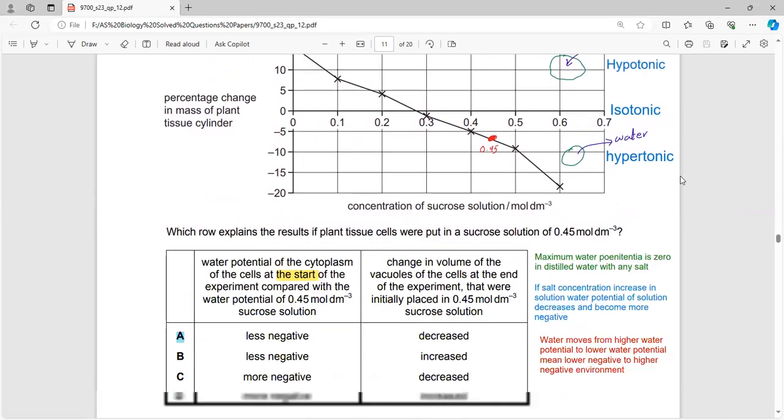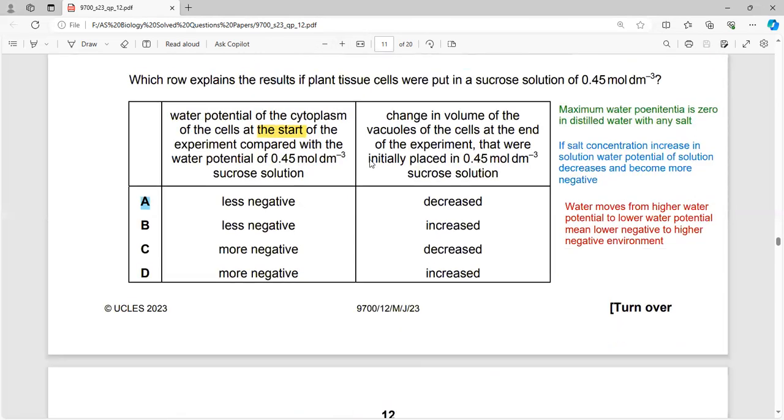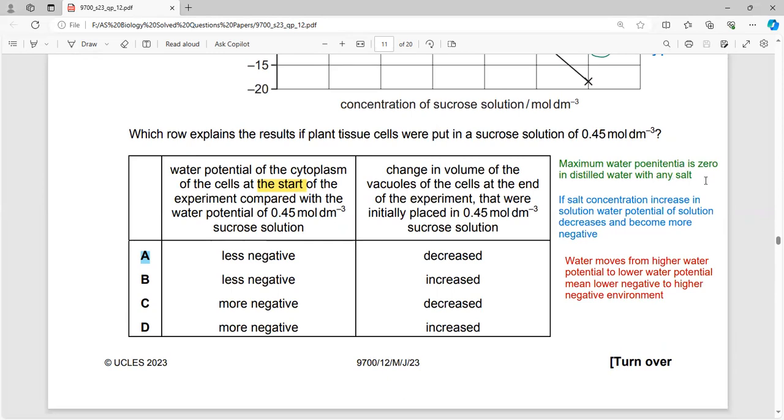And we are going to understand one more concept regarding this. Number one, the maximum water potential is 0, and that is distilled water. I mean, if there is distilled water, there is no salt present in the water, so that has the maximum water potential, and this is called 0. Then if you add some salt in the water, the water potential, meaning the concentration of water, is decreasing and the concentration of salt is increasing. So the water potential moves from 0 to a negative value.